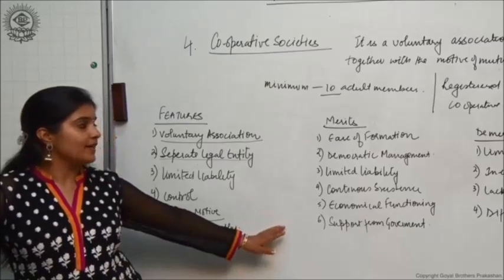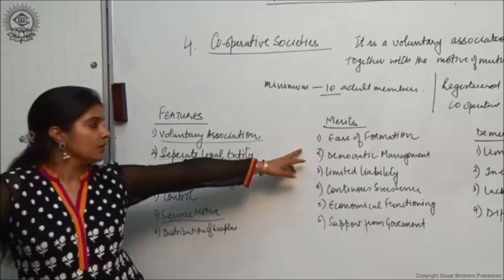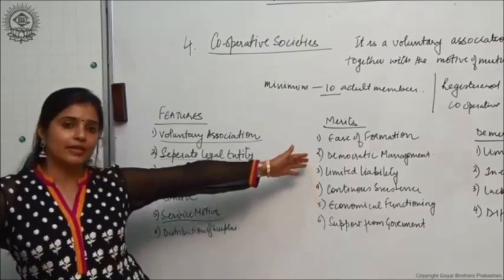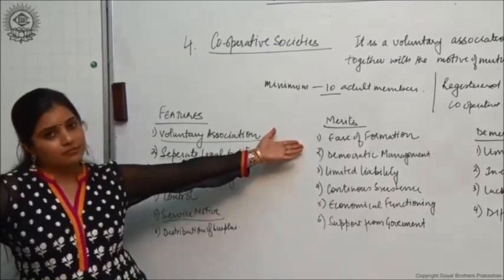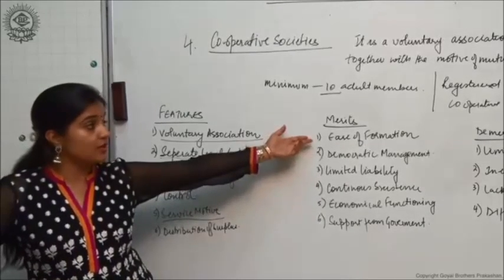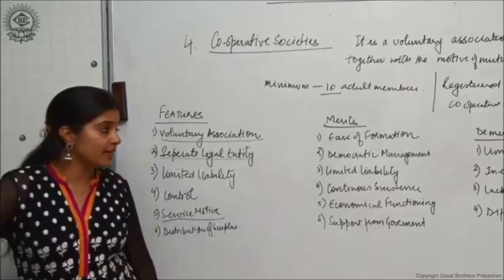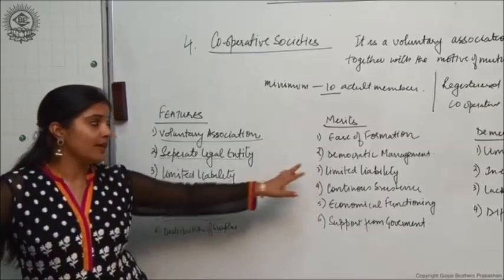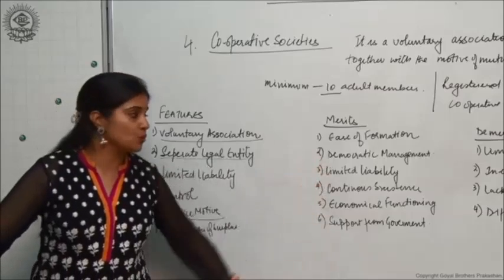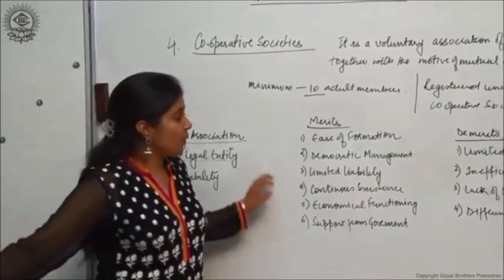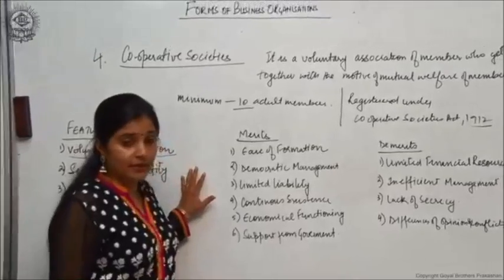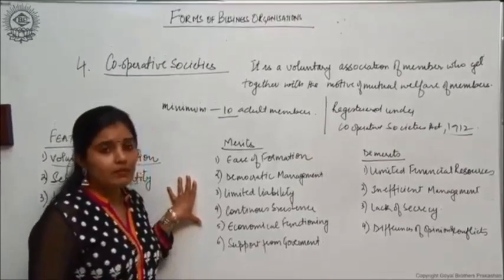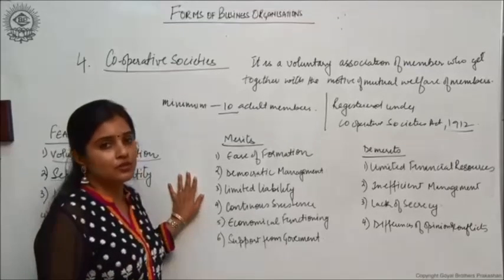Now coming to merits, ease of formation. It is very easy to form. A minimum of 10 adult members are required to form a cooperative society, and it is to be registered under the Cooperative Societies Act 1912. There is democratic management, as I told you under this point, right? All the issues are decided upon in a very democratic manner, wherein every member is given a chance to vote. Every member casts his vote, and then finally the decision is arrived at.